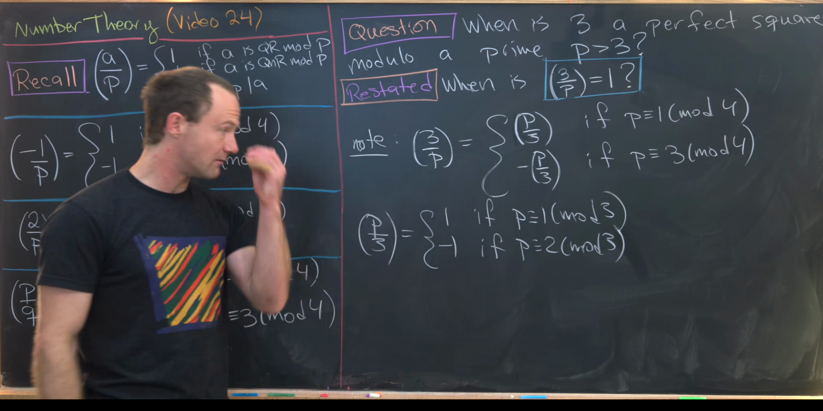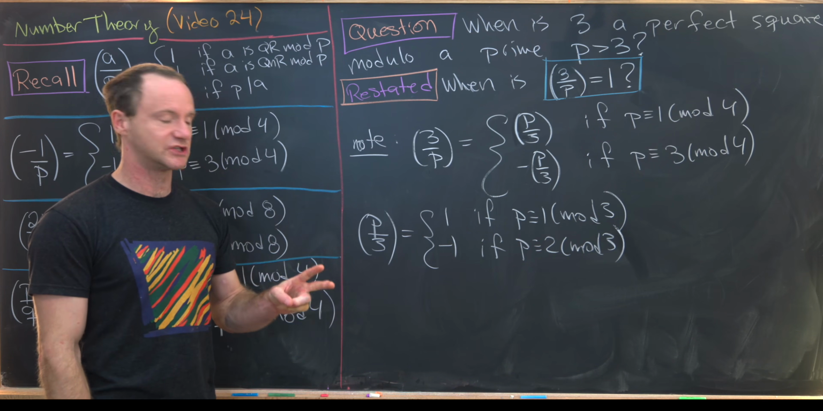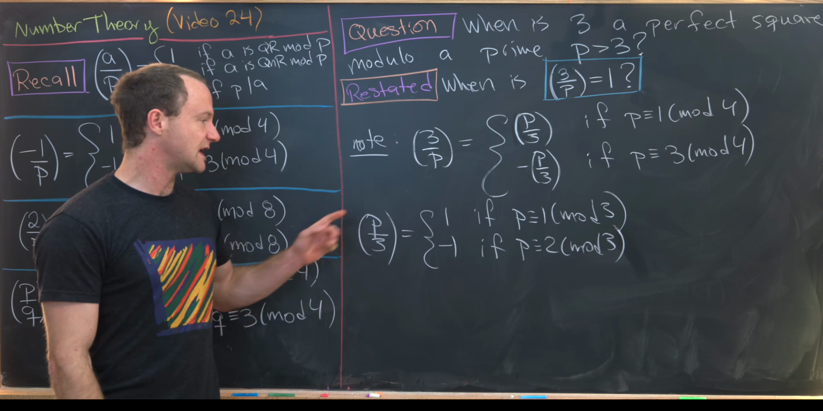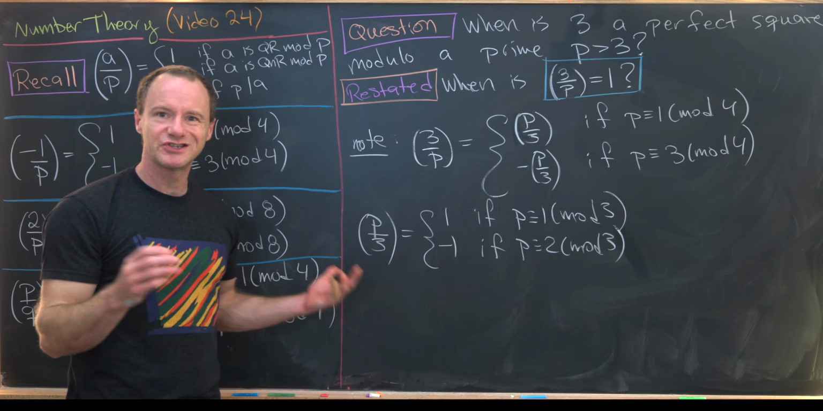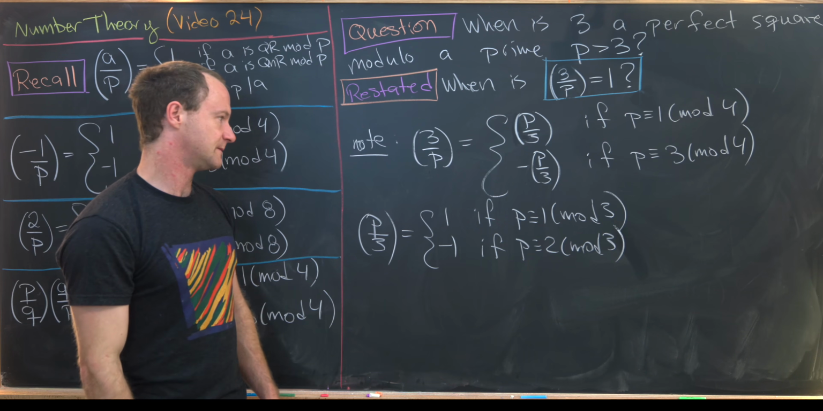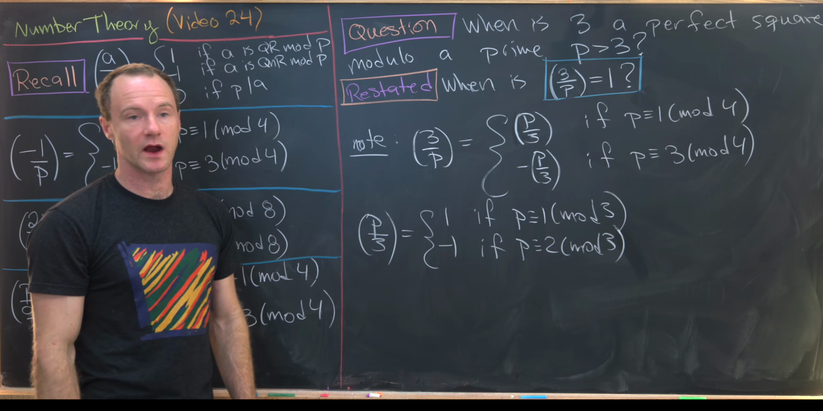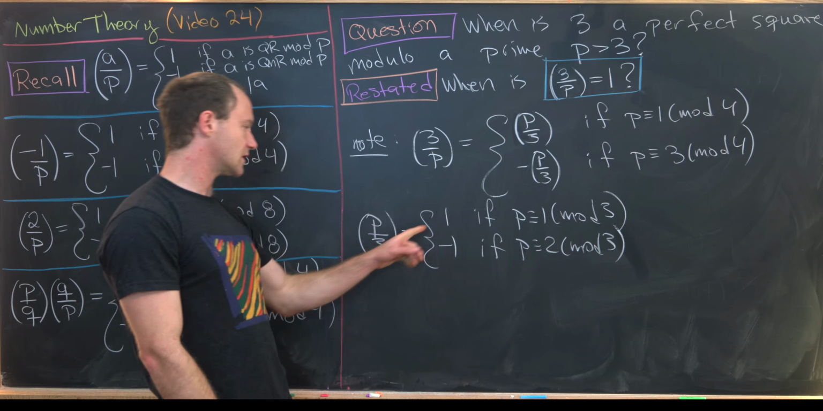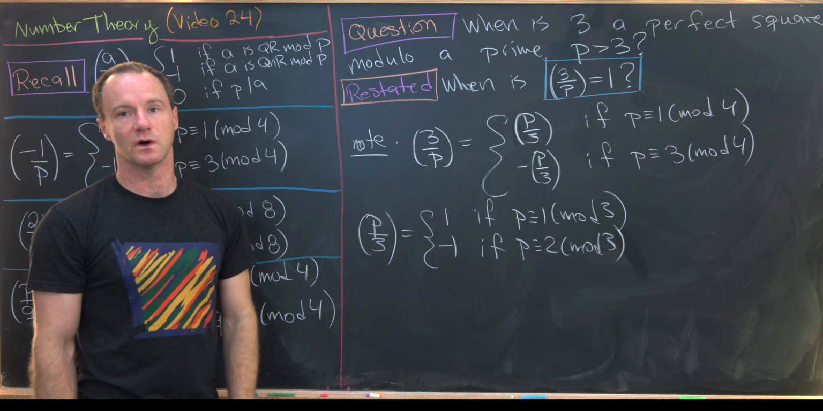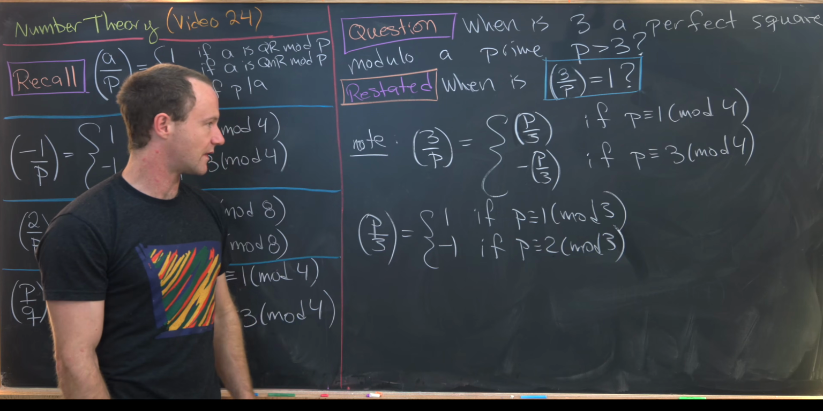Since we're working mod 3 here, we only really need to look at two numbers, 1 and 2. Notice since p is prime, it cannot be 0 mod 3. But then just by a quick calculation, it's obvious that 1 is the only perfect square modulo 3. And so that means you only get a 1 here if p is 1 mod 3. Again, 2 is not a perfect square mod 3.